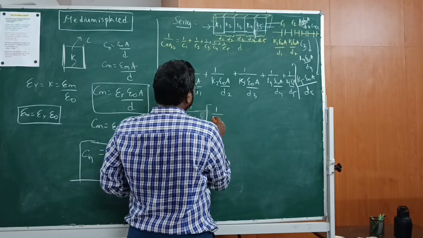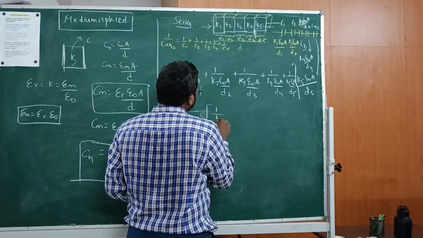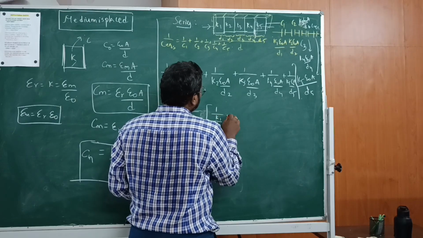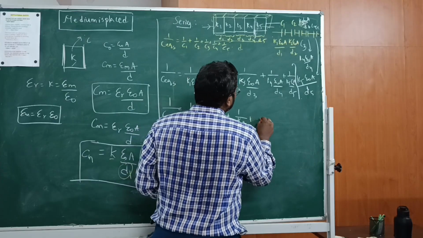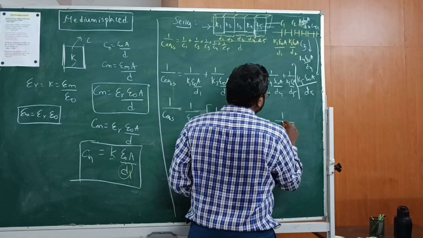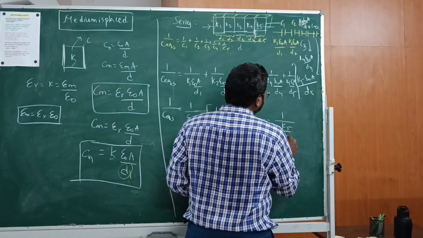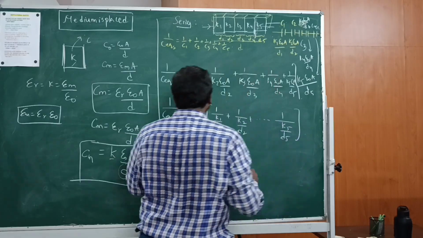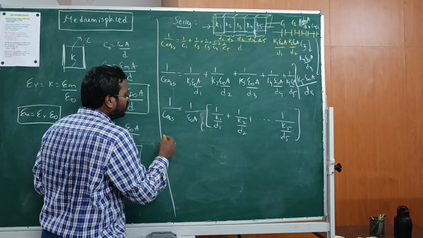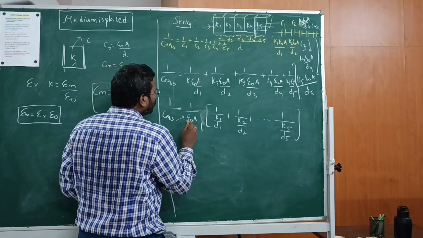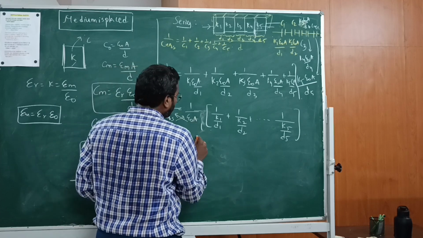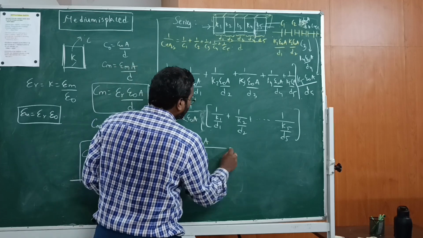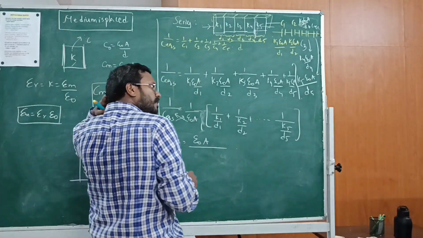By this is going to be k1 by d1 plus 1 by k2 by d2 plus so on to 1 by k5 by d5. So if you are trying to take C equivalent in series, what is going to be C equivalent? If you cross multiply this, C equivalent, epsilon naught A will be going in the top, divided by, right?